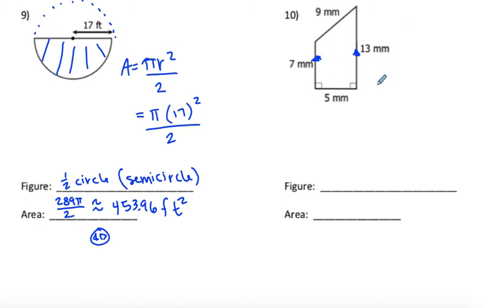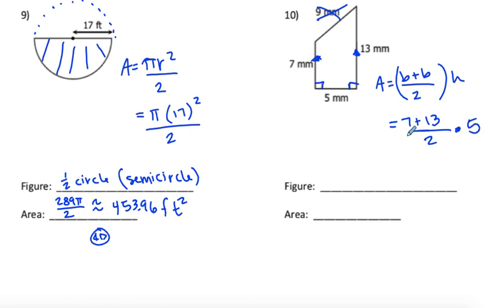These two are parallel. So when we do our formula of base plus base divided by 2, all times height, our bases we're going to use here are 7 and 13. And the height is the perpendicular distance, and that's why they gave us this measurement, to distract us, not using 9, but we want 5 as our overall height. So then when I put this in my calculator for the trapezoid, I get 50, and this is small, millimeters squared.